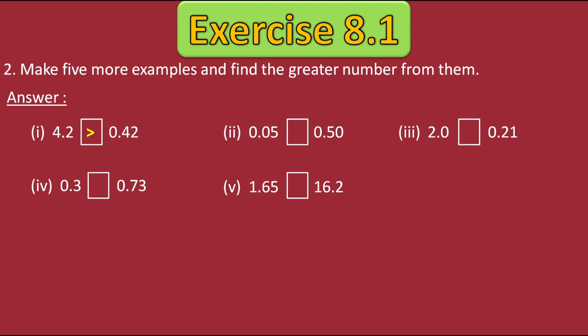Now here we have 0 as the whole number, but after the decimal point we have 0 here and 5 here. So 5 is greater than 0, therefore 0.05 is less than 0.50. Next we have the whole number as 2 here and 0 here, so 2 is greater than 0, so 2.0 is greater than 0.21. Now here we have 0 as the whole number, but after the decimal point we have 3 here and 7 here. So 7 is greater than 3, therefore 0.3 is less than 0.73.